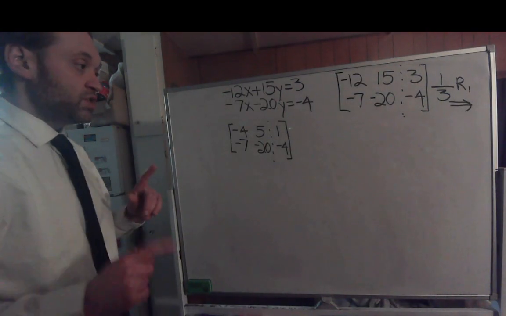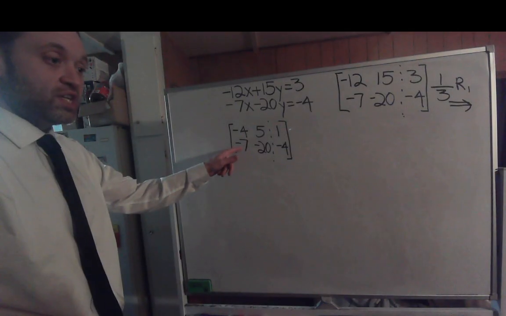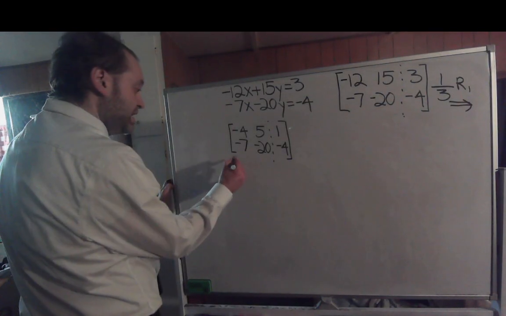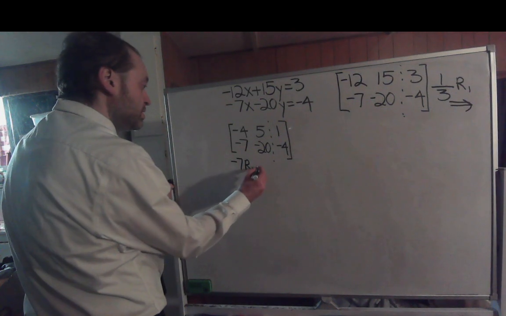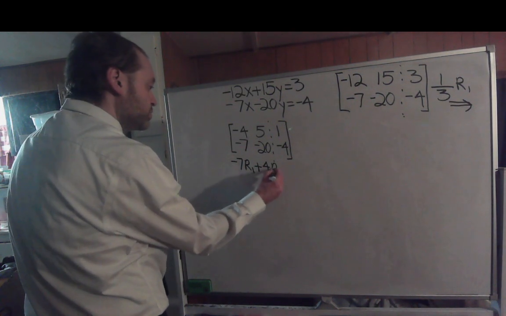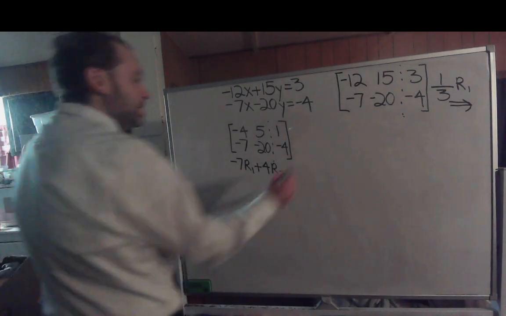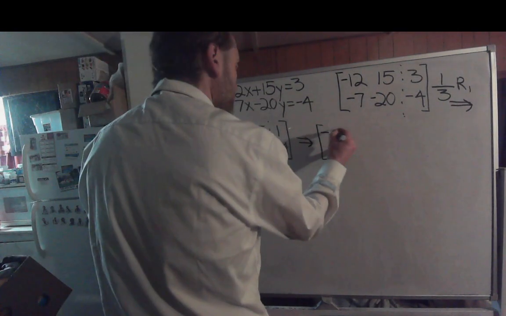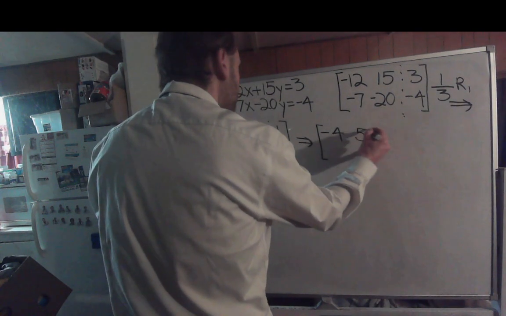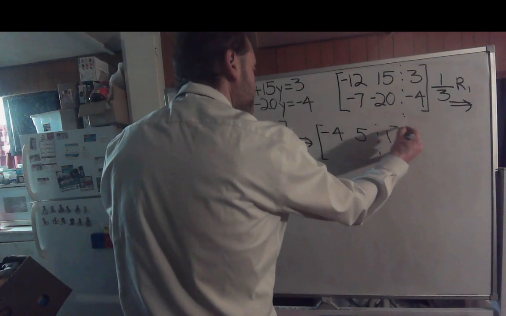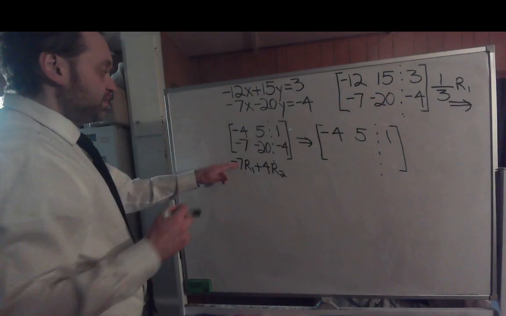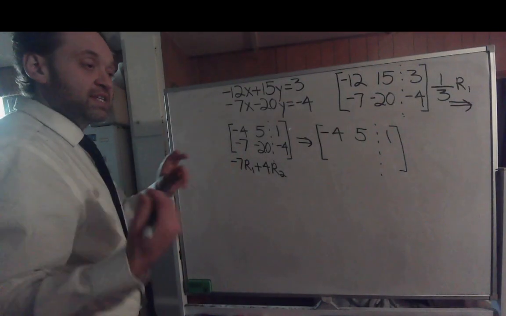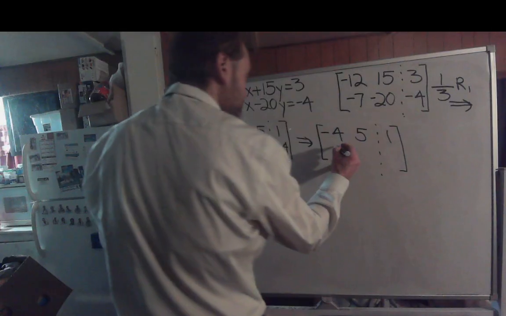So first thing you want to do, make this first digit in the second row become 0. So we're going to do that by taking negative 7 times row 1 plus 4 times row 2. And let's see what the resulting matrix is. So leave the top row alone for a minute. You'll have negative 4, 5, and then 1 still. So now, negative 7 times negative 4, that's 28, plus 4 times negative 7, that's negative 28, so 28 minus 28 is 0, okay?